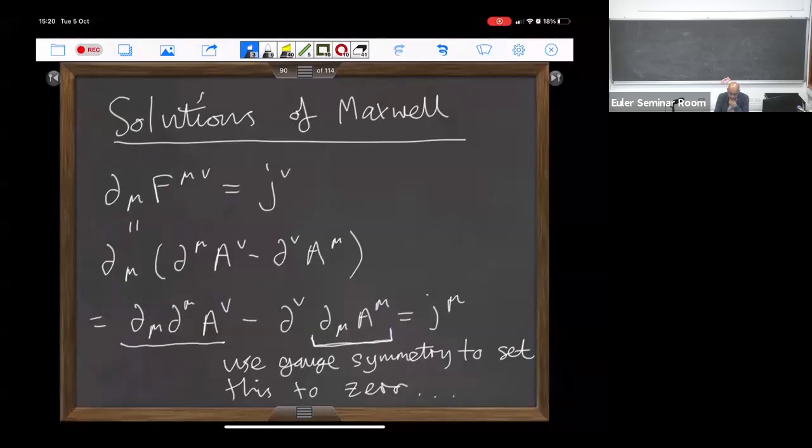However, this divergence of the gauge field is just a single function. And since the gauge symmetry also depends on a single function, we could simply choose that function to be such that this is equal to 0. So this means we're choosing a gauge, but we're free to choose the gauge because the equations have that symmetry, but we have to remember that we've chosen a gauge.